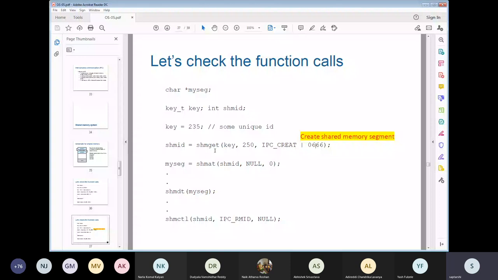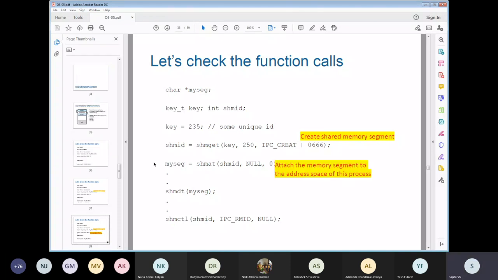And what does SHM get return? It returns an ID. It is the ID of the shared memory. Henceforth, all operations will be using this ID.